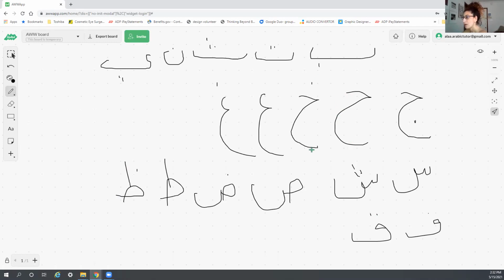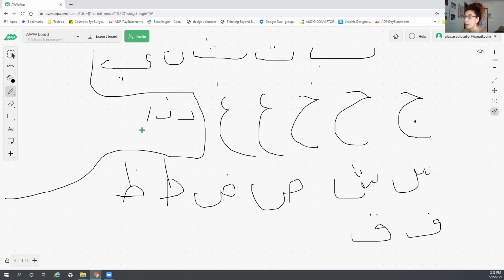Okay, ba, ta, tha, jim, ha, kha. Dal, thal. Okay, so dal, thal, ra, zen, wow and aleph, all in the same group because they do not connect with anything on the left. Remember that. They do not connect with anything on the left. So these are in one group, okay?